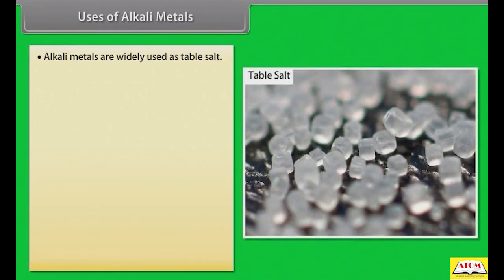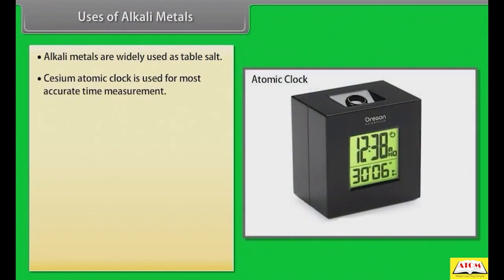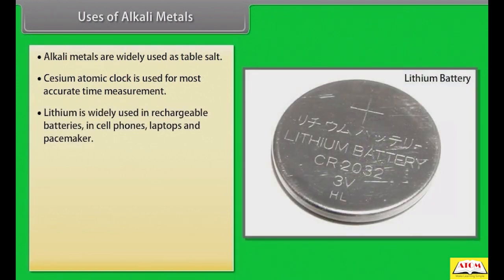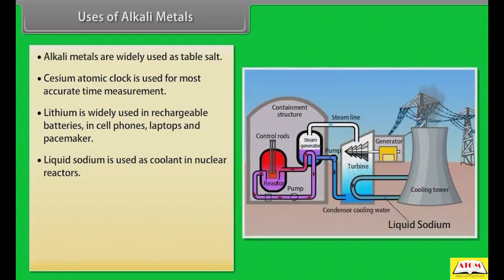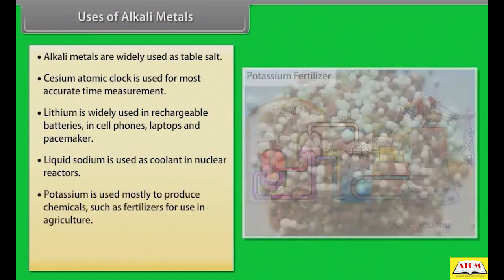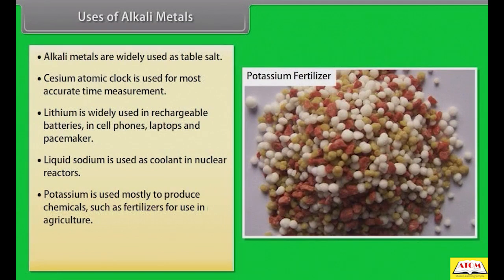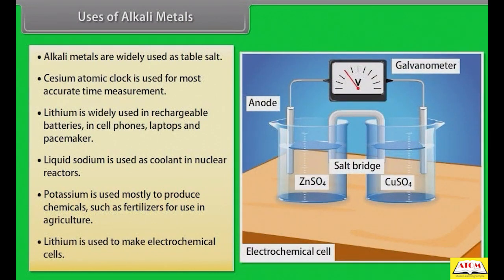Uses of alkali metals. Alkali metals are widely used as table salt. Cesium atomic clock is used for most accurate time measurement. Lithium is widely used in rechargeable batteries, in cell phones, laptops and pacemakers. Liquid sodium is used as coolant in nuclear reactors. Potassium is used mostly to produce chemicals such as fertilizers for use in agriculture. Lithium is used to make electrochemical cells.